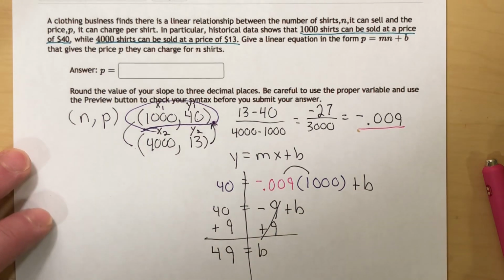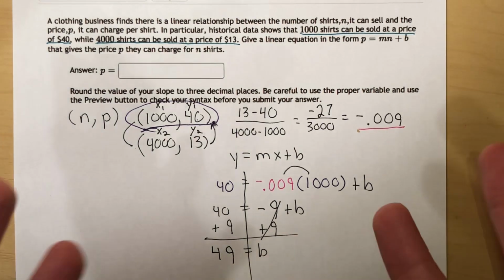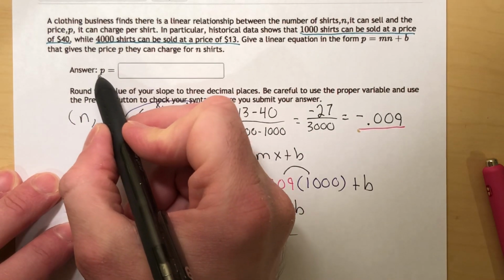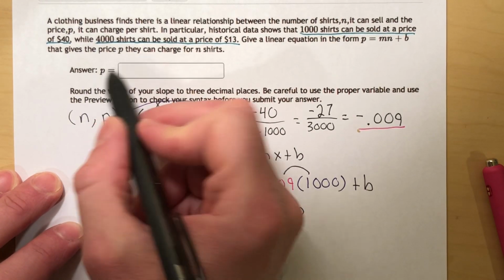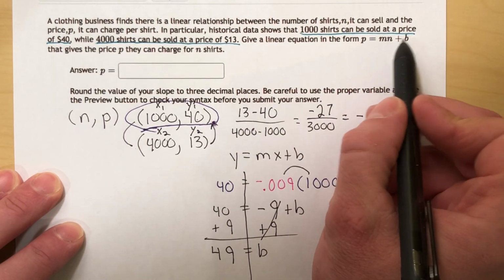Now we've solved for M and B. Our last step is to write the equation. We have to be a little careful in this case because they gave us variables to use. They said don't use X and Y, use P and N. So where we write our answer, P equals, Y is already written as P. It's going to be Mn plus B.